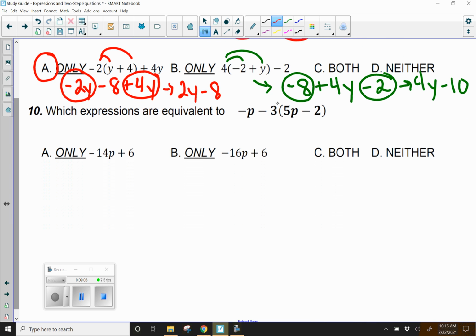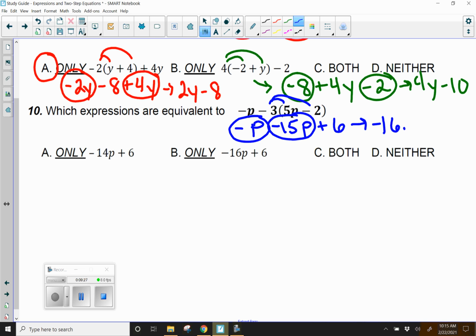Okay, here for number 10, we have a negative 3 that needs to get distributed. Let's do that in blue. So that's going to leave me with negative p. Negative 3 times 5p is negative 15p. And negative 3 times negative 2 is a positive 6. When I combine my like terms, that leaves us with negative 16p plus 6. So taking a look, I can see that B is definitely correct. A, there's no way that we're going to get a negative 14p. So the only one that worked here was option B.